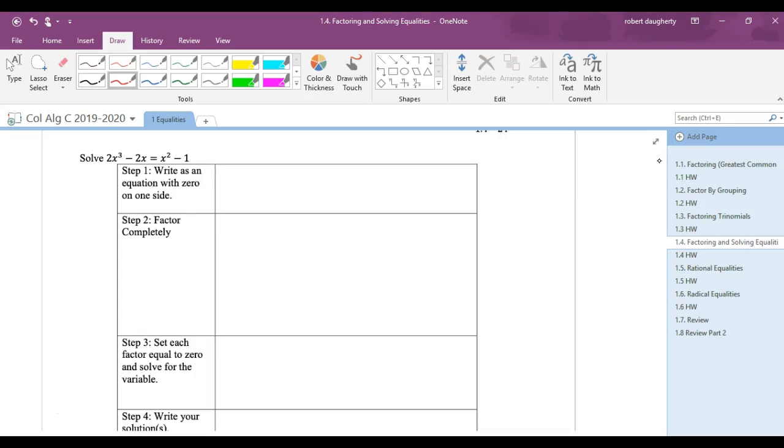Okay? Now, let's look at this guy. What's the first step I want? I want it equal to 0. So I can write 2x cubed minus 2x. And what happens when I bring the x squared to the other side? It becomes negative x squared. And then the negative 1, when I bring it over, becomes a plus 1 equal 0.